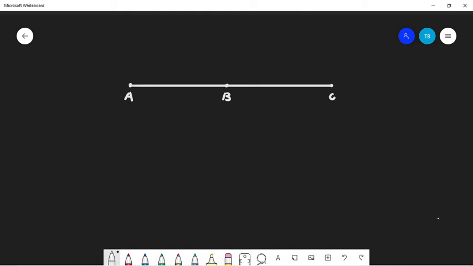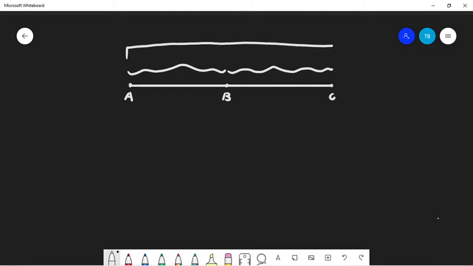Today we're going to go over the segment addition postulate. The segment addition postulate states that if we have three collinear points, or points on the same line, the segment from the first to the second point and the segment from the second to the third point will always add up to the length of the entire segment.